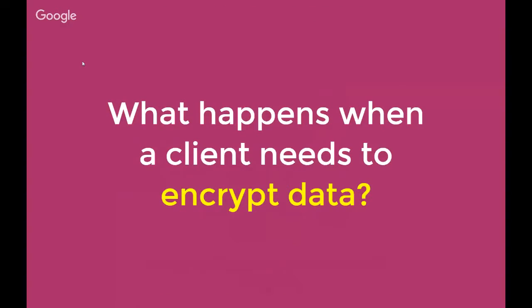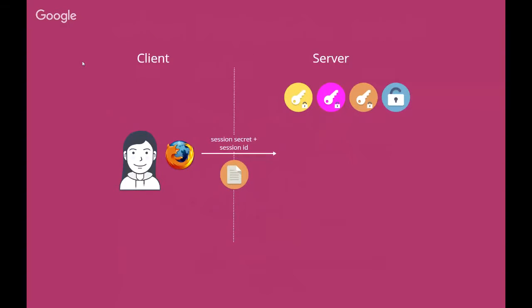So let's see what happens when the client needs to actually encrypt data. Now the client is logged in. They have a session ID, which is like a standard that you always have. If you have a PHP website, Django website, anything, when you log in, you have a session with a session ID in a cookie, and you have the session secret, which is the very secret string. So the client here sends some data to encrypt to the server.